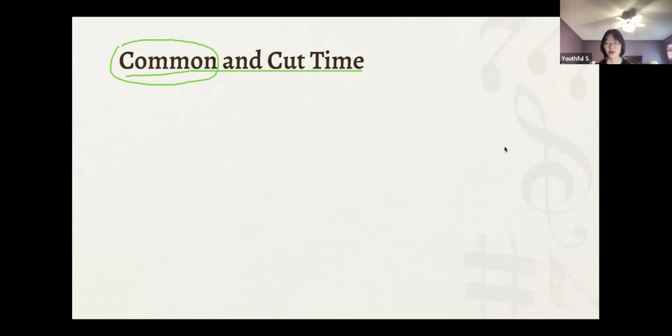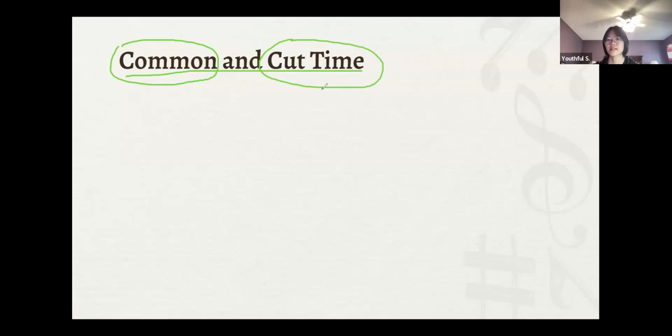Does anyone know what common time is? So what key signature? Yeah, so it's 4/4. It's very commonly used. So that's kind of a hint. Now that we know what common time is, does anyone know what cut time is?